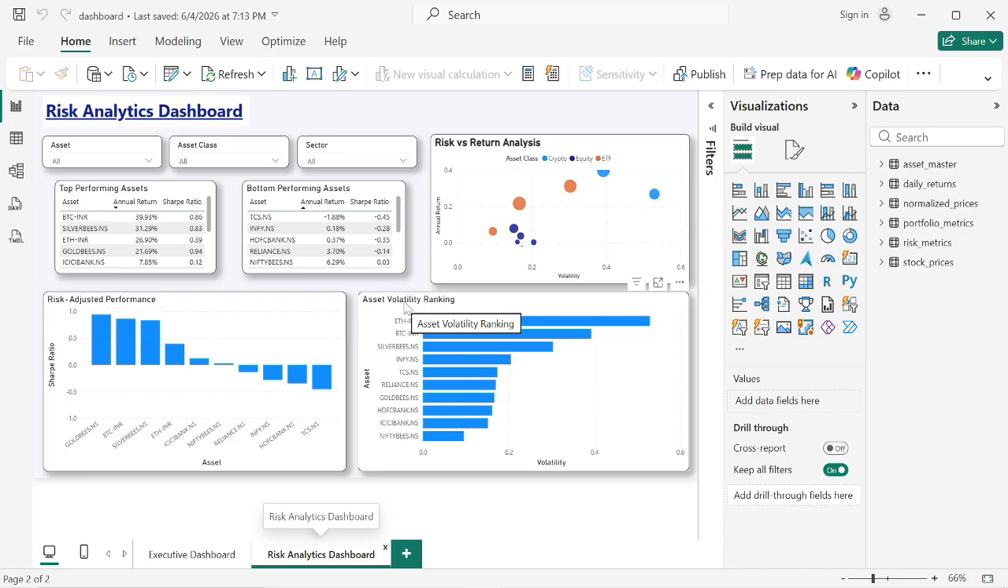And the next one is the asset volatility ranking. In this, the most volatile asset is Ethereum, then there is Bitcoin, then silver, and the lowest one is NIFTYBEES.